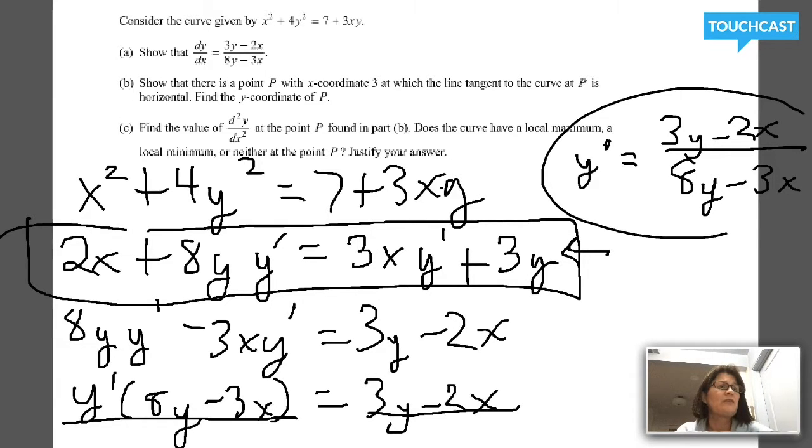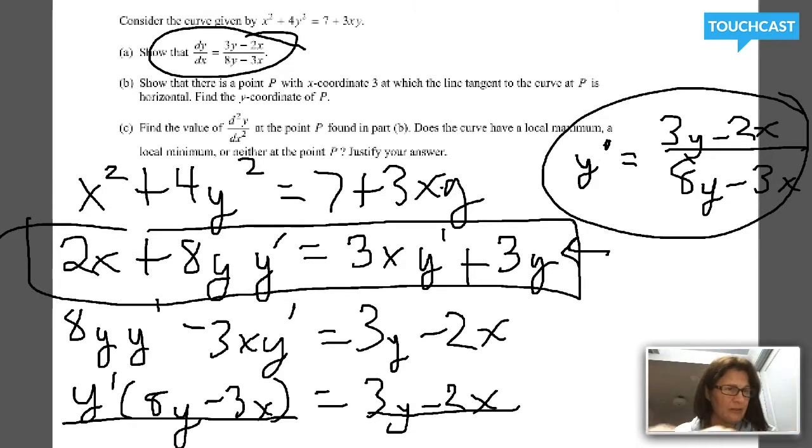That's fine. They're looking for this final answer. Okay, so now that I have y prime, and notice, even if you couldn't do this, even if you made an error somewhere in part A, when it's time to do part B, you know what dy dx is, right? Because they've told you the right answer. So even if something goes wrong with your implicit differentiation and you can't arrive at part A, continue on with part B. You're going to be able to answer part B and part C.